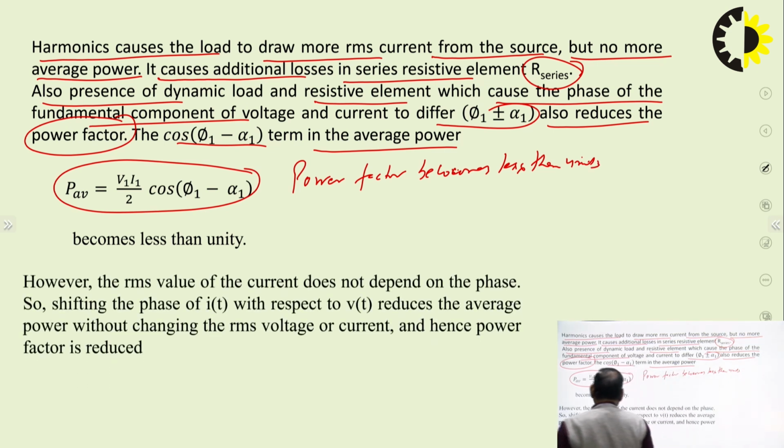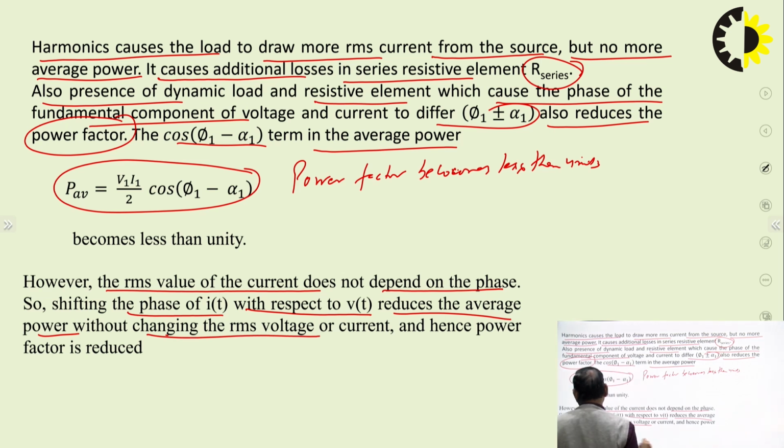However, the RMS value of the current does not depend on the phase. So, shifting the phase of i(t) with respect to v(t) reduces the average power without changing the RMS voltage or current, and hence the power factor is reduced. So, this is the conclusion of this.